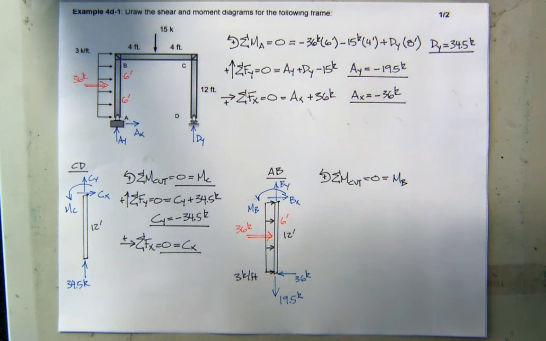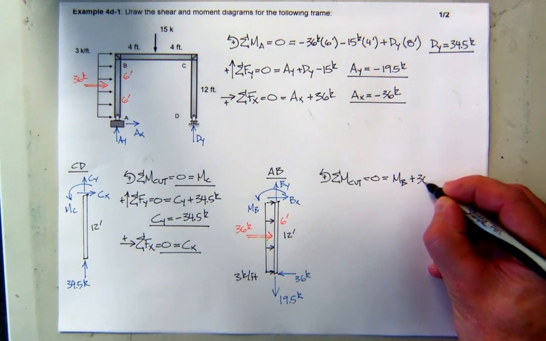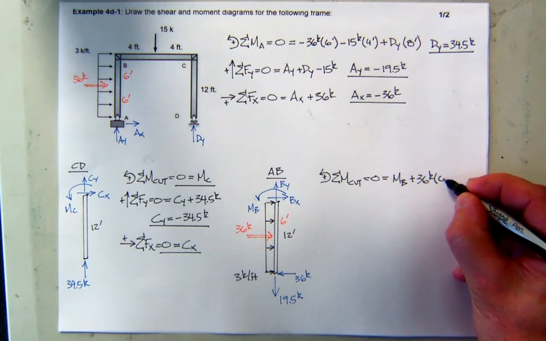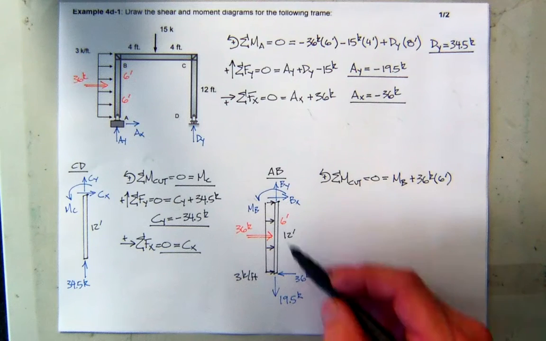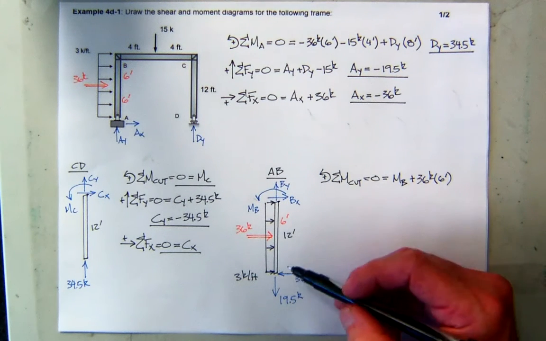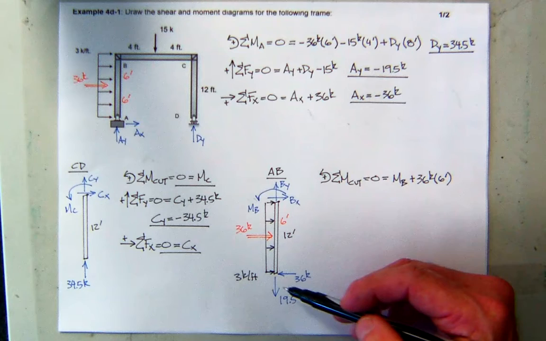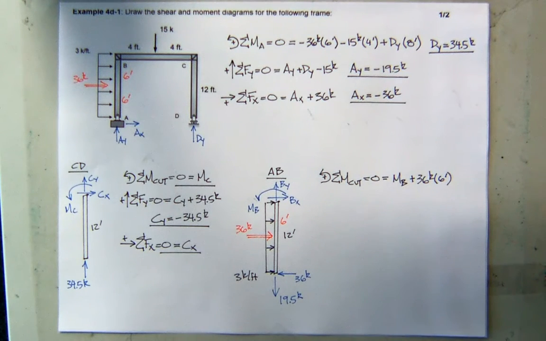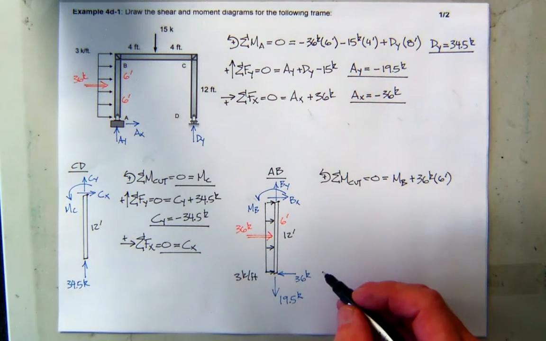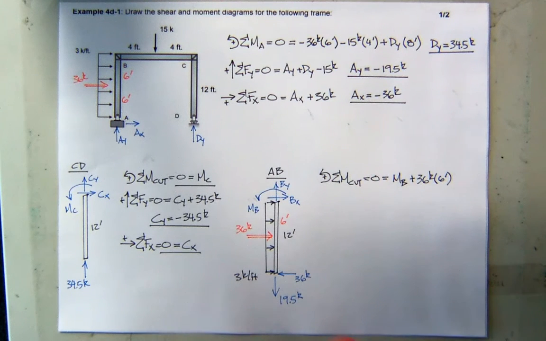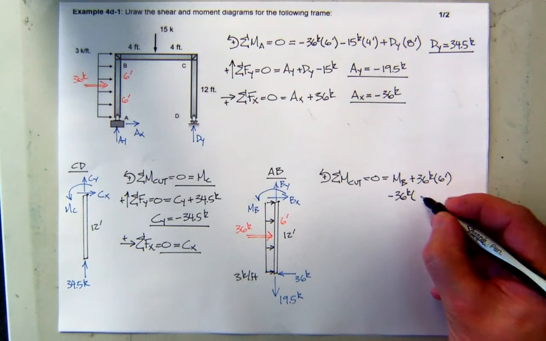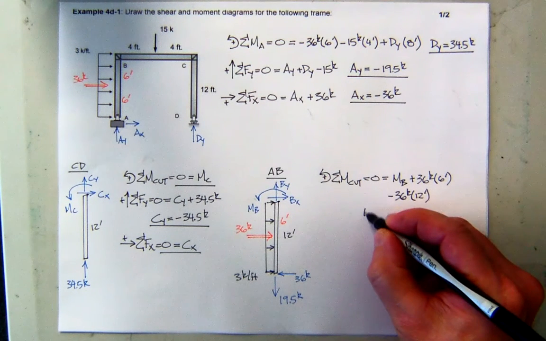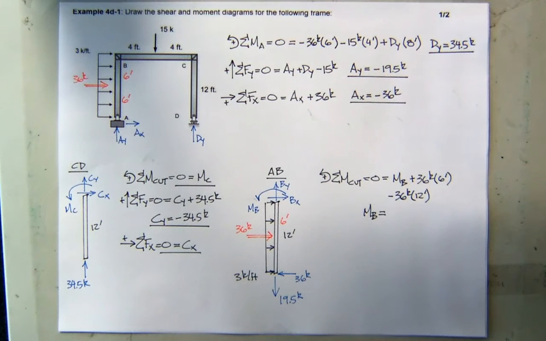That 36 creates what kind of moment about B, positive or negative? Positive. So force is 36 kips. Moment arm is 6 feet. We know BX and BY create no moment about the cut. How about the 19.5? No, it's axial. It passes right through B. So just this 36 force down here, which was our AX force, does it create positive or negative moment about B? Negative. So that would be a force of 36 kips and a moment arm of 12 feet. So what is the moment at B?